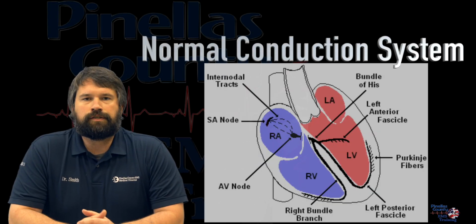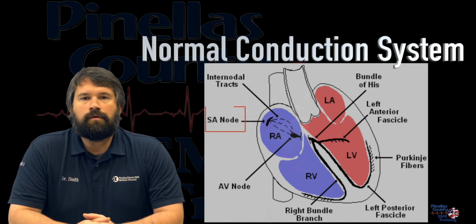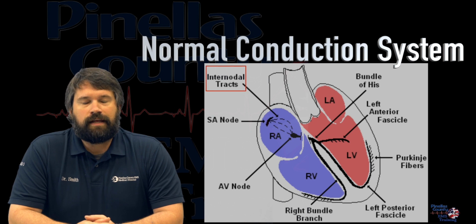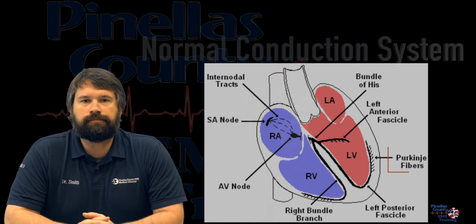So let's go over the normal conduction system. How does the heart's electrical activity actually move through the heart? Well, the impulse is generated in the SA node, then goes through the internodal tracts down to the AV node, through the bundle of His, through the bundle branches, and into the Purkinje fibers, ultimately into the heart muscle itself.